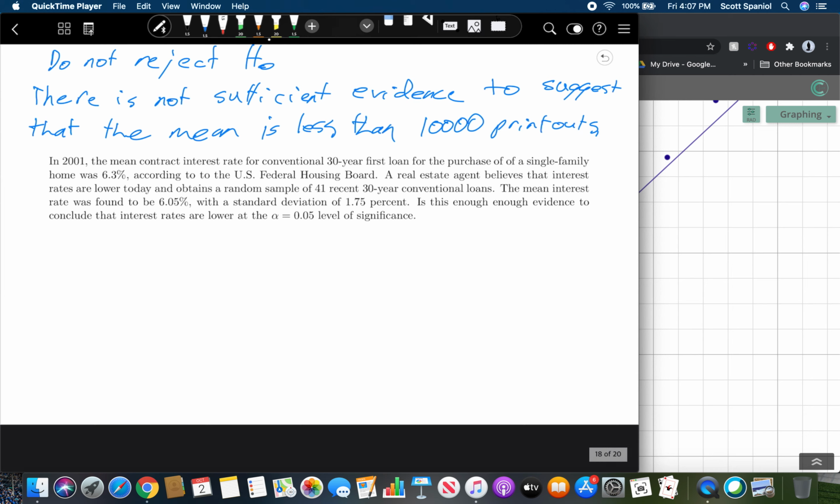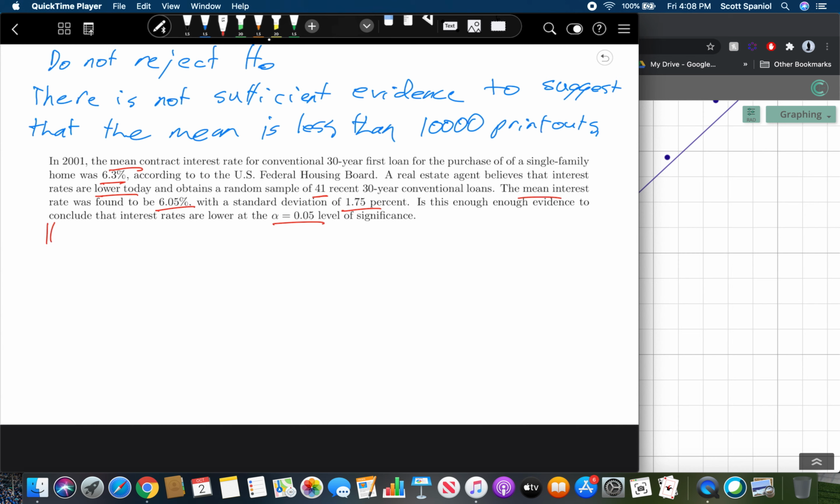So in 2001, the mean contract interest rate for a conventional 30-year fixed loan for a single-family home was 6.3%, according to the U.S. Federal Housing Board. A real estate agent believes that the interest rates are lower today and obtains a random sample of 41 recent 30-year conventional loans. The mean interest was found to be 6.05% with a standard deviation of 1.75%. Is this enough evidence to conclude that interest rates are lower at the alpha equals 0.05 level of significance?